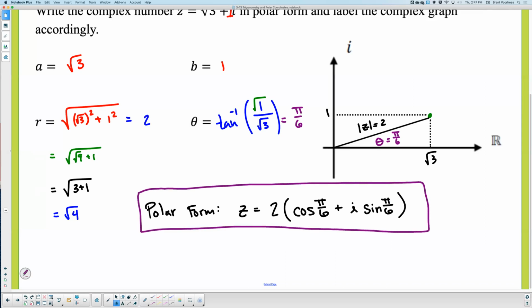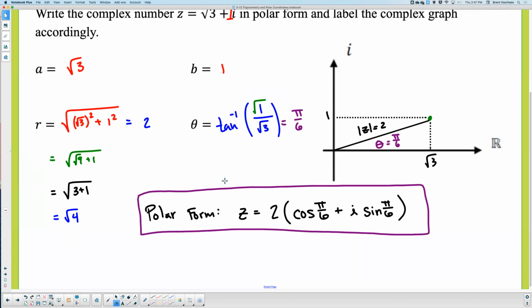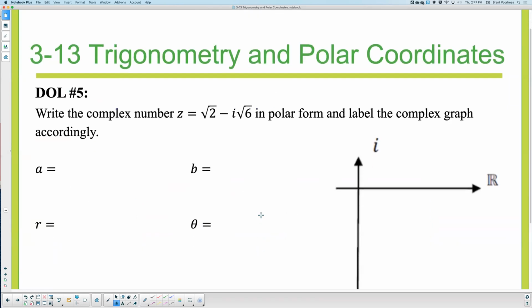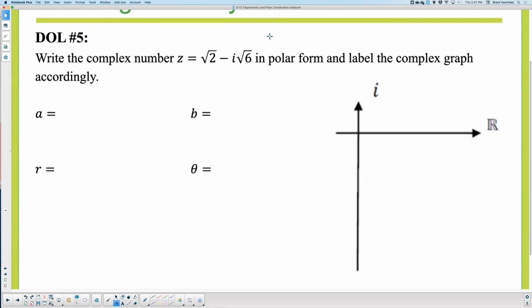That is polar form. The standard form or the rectangular form is what was given to us up here. That would be like the standard form or the rectangular form. This is the polar form when you write it that way. Okay, your turn now. DOL number 5.